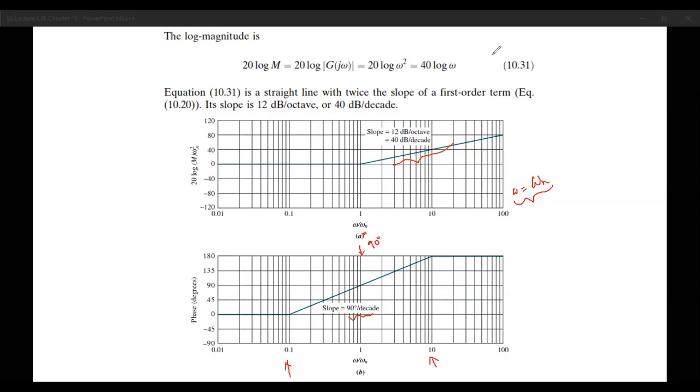So what will happen to your poles, the second order poles, if you have them? From this one, you can easily predict what is going to happen. Magnitude will decrease with a 40 dB per decade line, and the phase will decrease at minus 90 degrees per decade.